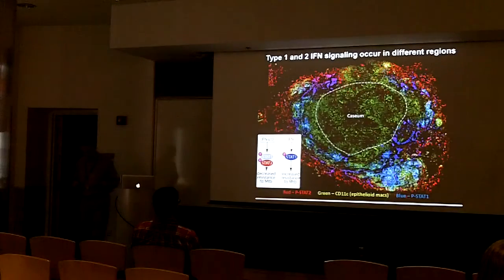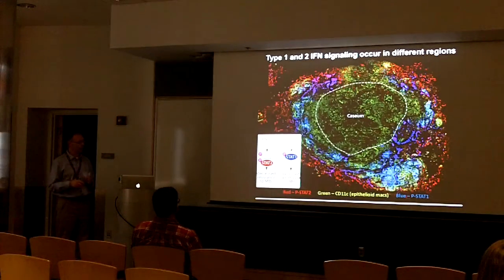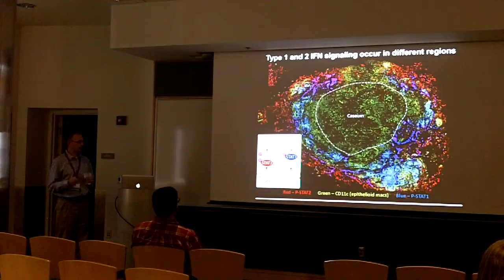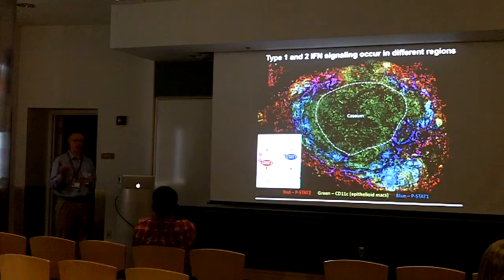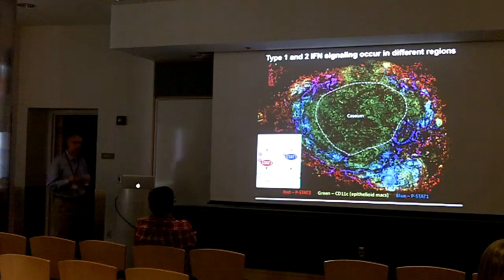So if we look at this in a caseous granuloma, this is what we see, and this is very typical architecture. This red staining is the phospho-STAT2. This blue staining is phospho-STAT1. And green in this case is CD11C. So these are your epithelioid macrophages in here. This is caseum. Those macrophages appear to export the CD11C into the caseum. And so you can see that this outer region of the granuloma is enriched for the phospho-STAT2.